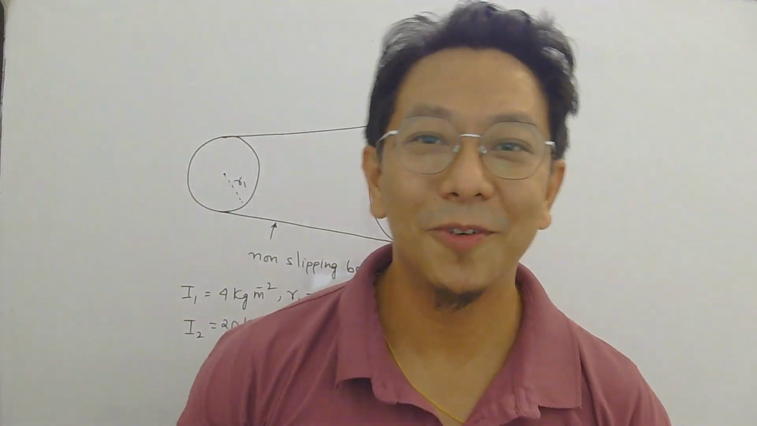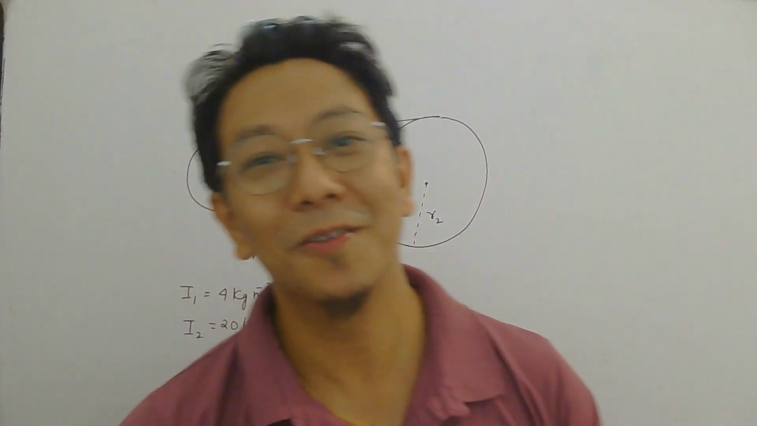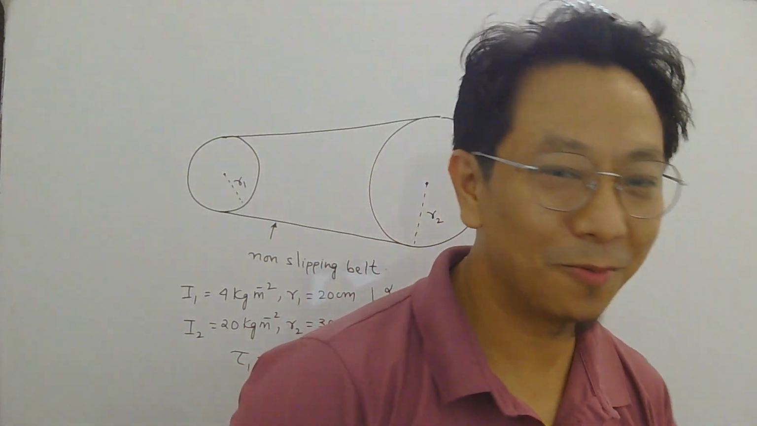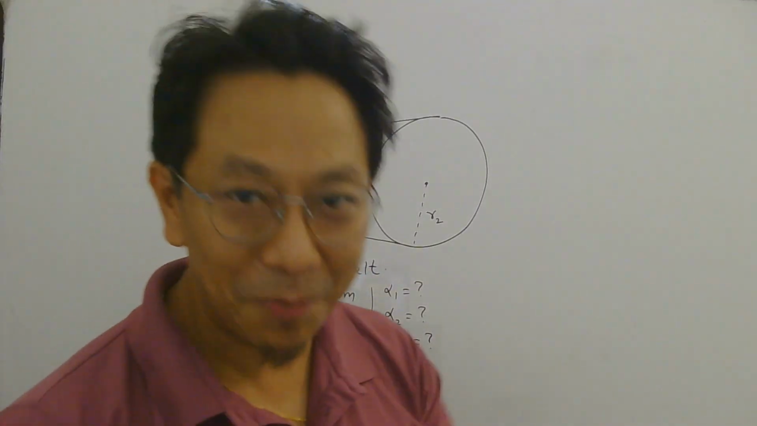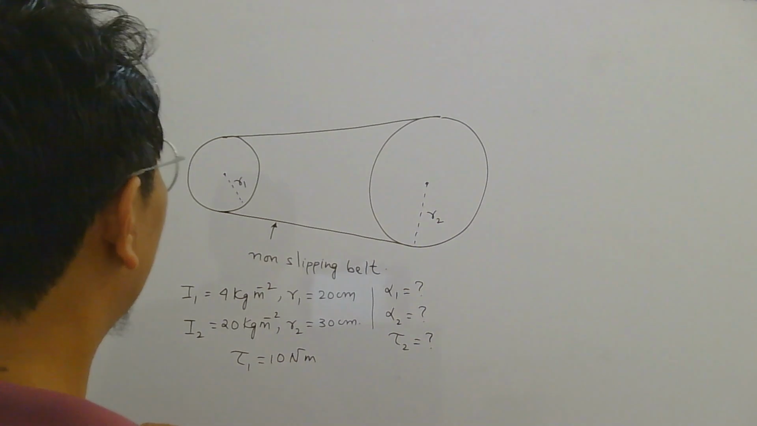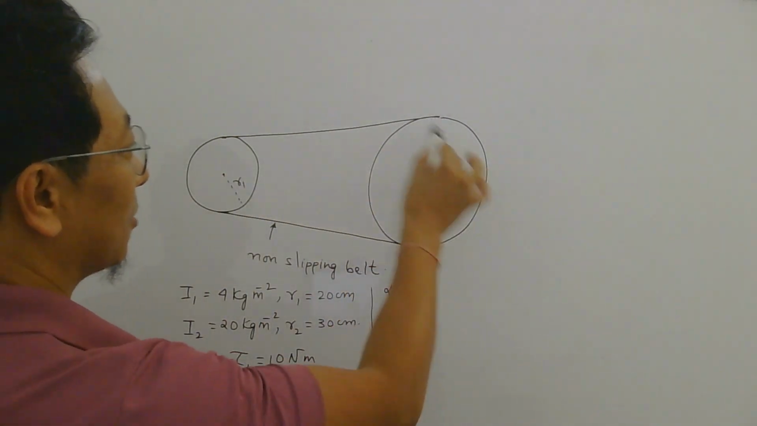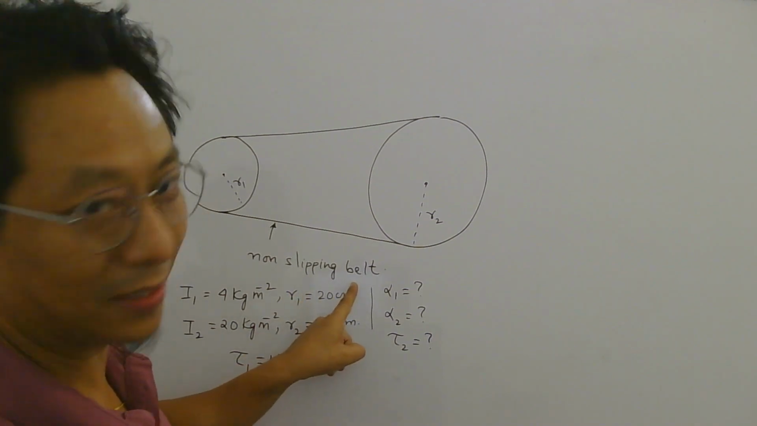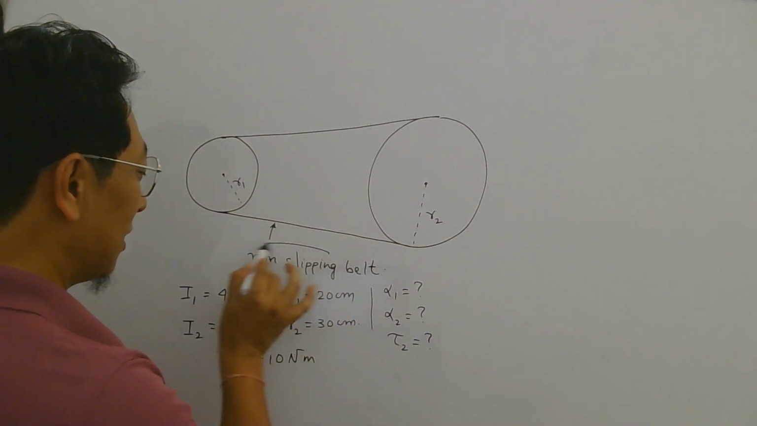Hi everyone, today we had KCET Physics 2025 and one of the questions that appeared in that exam was this question. So let me describe the question. It says there are two wheels which are connected by a non-slipping belt. This non-slipping word is very important.